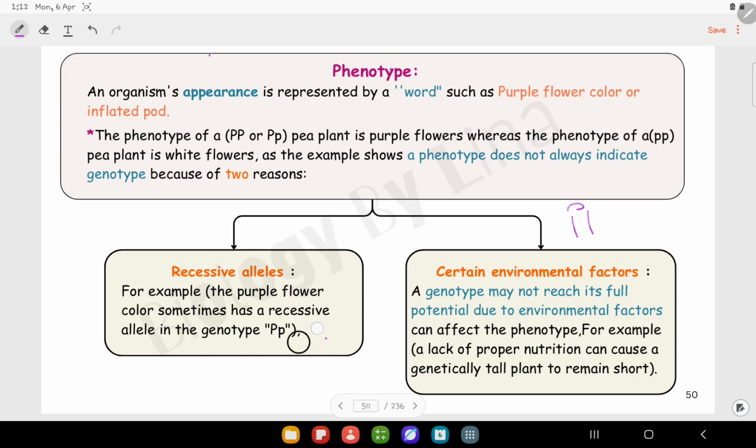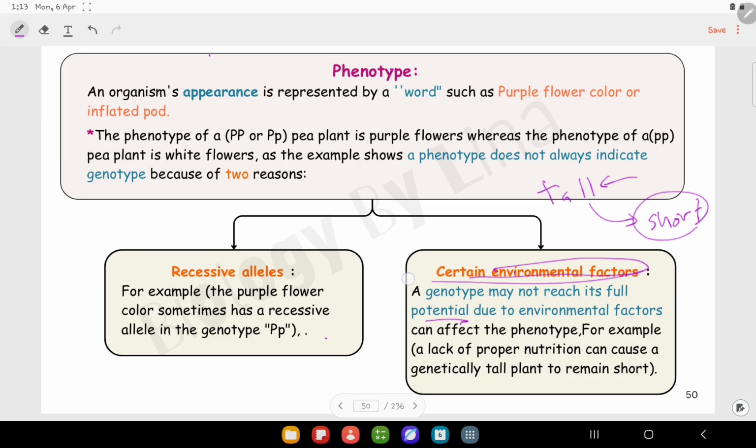The second reason is the environmental factor. The environmental factor can also affect, because the genotype may not reach its full potential. What do I mean by that? For example, you have a plant that is usually tall. You get tall seeds to grow the plant. But sometimes, because of a lack of nutrients in the soil, lack of water, or not enough sun exposure, these plants that should be tall in their genotype might grow into short ones.